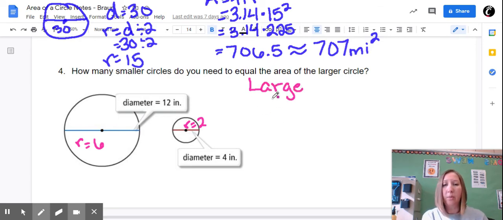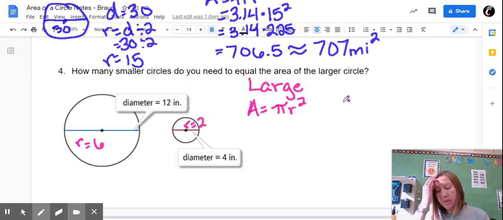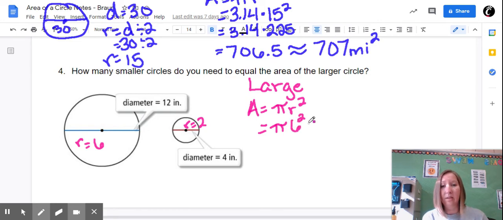So for my large circle, I'm going to do area equals pi r squared. And since I am going to compare the two, and I want to know how many could fit inside, I'm not going to use 3.14, and it doesn't tell us to use 3.14, so we're going to keep pi. So when I do this, I am going to plug in my r. I'm going to keep my symbol for pi, and my radius was 6, so times 6 to the second power, or 6 squared. 6 squared is 36. So my answer here is going to be 36 pi.